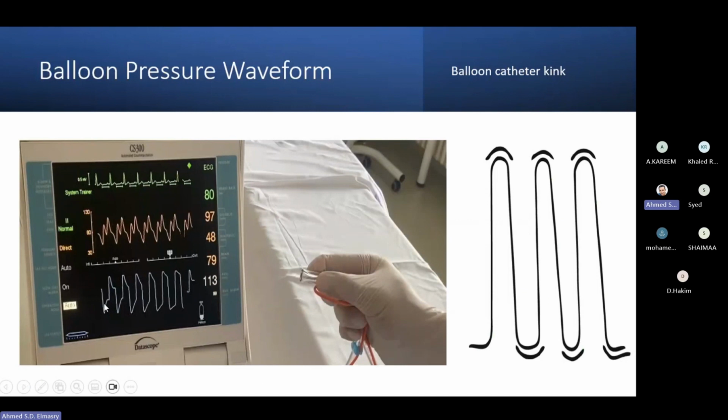As you see, this is the normal balloon pressure waveform: overshooting, plateau, then deflation, deflation overshooting, then you will go to the baseline. So what happened here is that we kinked the catheter, and as you see, you will lose the plateau. This is the plateau, you will lose the plateau, as you see here.